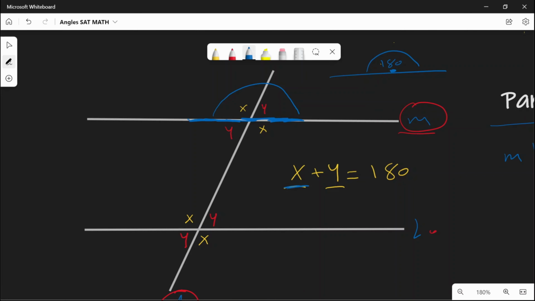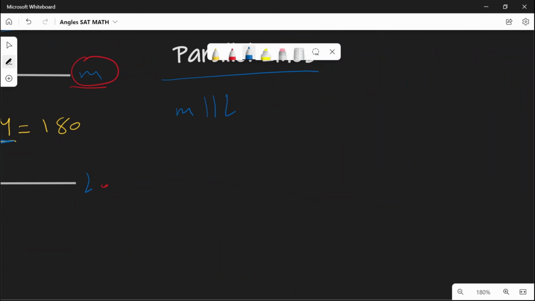So x plus y is equal to 180. Let's take an example. Let's say we have two lines that are parallel and they are crossed by line F. And we know that this angle here, this one, is equal to 20.